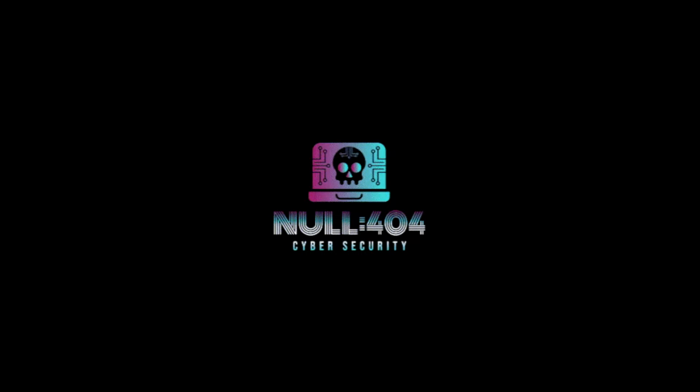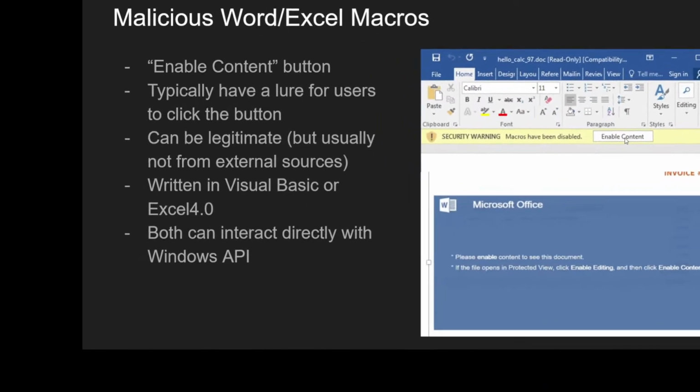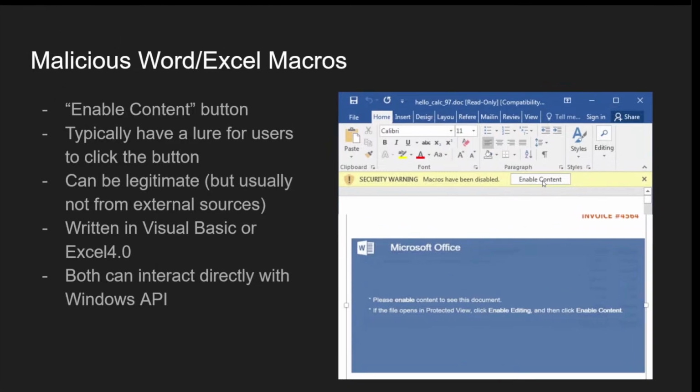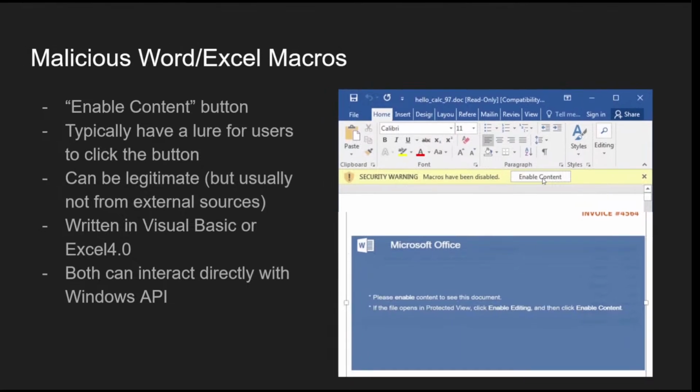What actually are those macros? It's genuinely just some code. It's going to be written in either Visual Basic or Excel 4.0, which is really, really old, but it's still sometimes seen, and it's still enabled just for backwards compatibility with Excel applications. Both of these can interact directly with the Windows API. So how some standard malware might use VirtualAlloc, right? That's a Win32 API call. This malware can do the same exact thing. It can call those same exact functions, all within Word or Excel, etc.